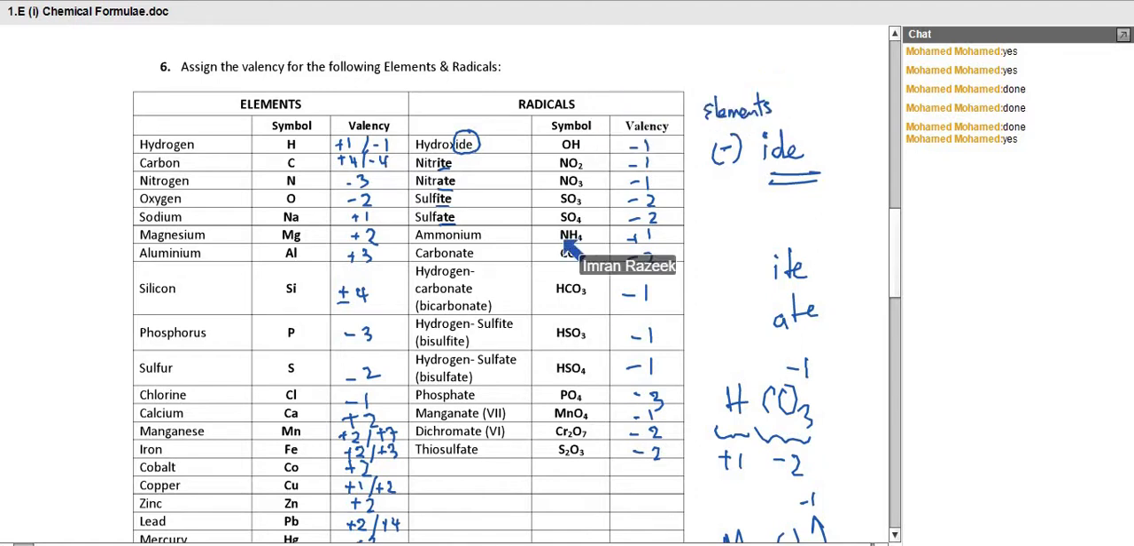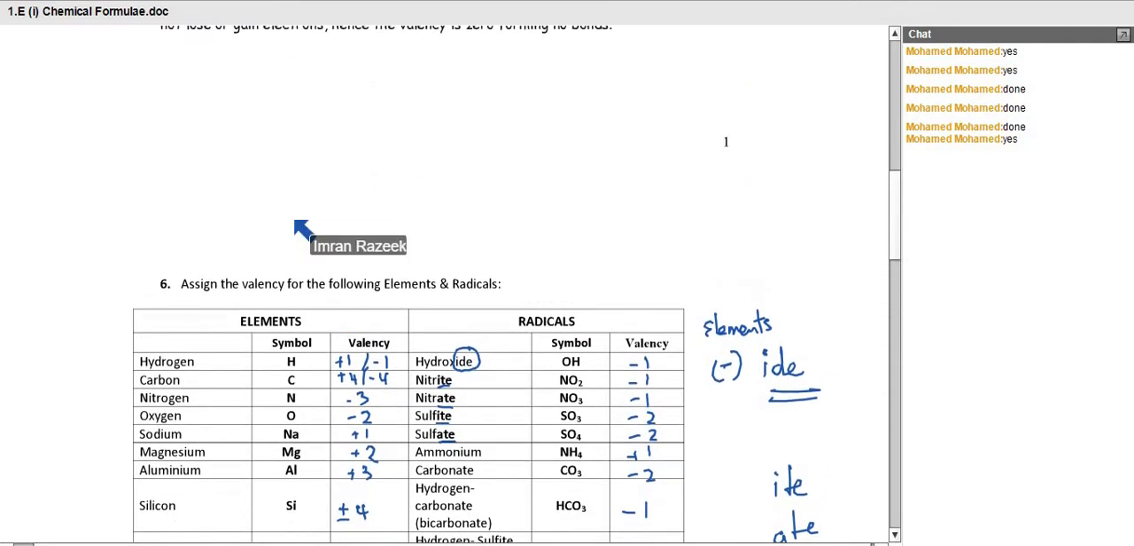Right? So you have to remember that, radicals. For today, you can look at the tutorial. So I want to emphasize the difference here. Difference between ate, ite, and ide. Look here. Tell me, the first one, what's the name of this? Element. So element always, that's right, ide.